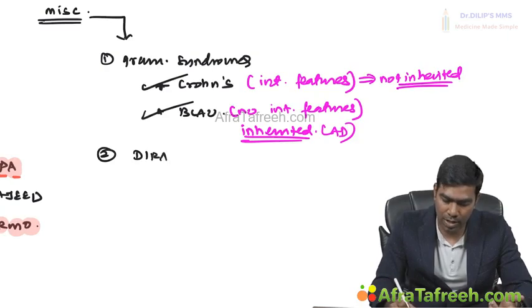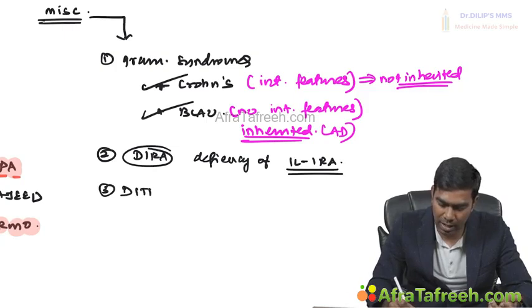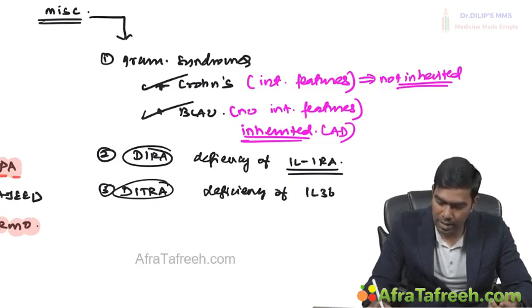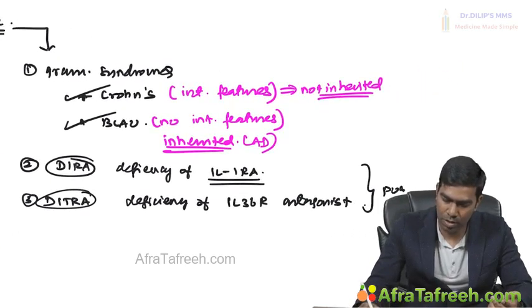And next you have something called DIRA syndrome, that is due to deficiency of IL-1 receptor antagonist, otherwise called IL-1RA. So this is what we call DIRA syndrome. And third one, you have something called DITRA syndrome. This is nothing but deficiency of IL-36 receptor antagonist. And remember, these are separate disorders, but these are pustular disorders.